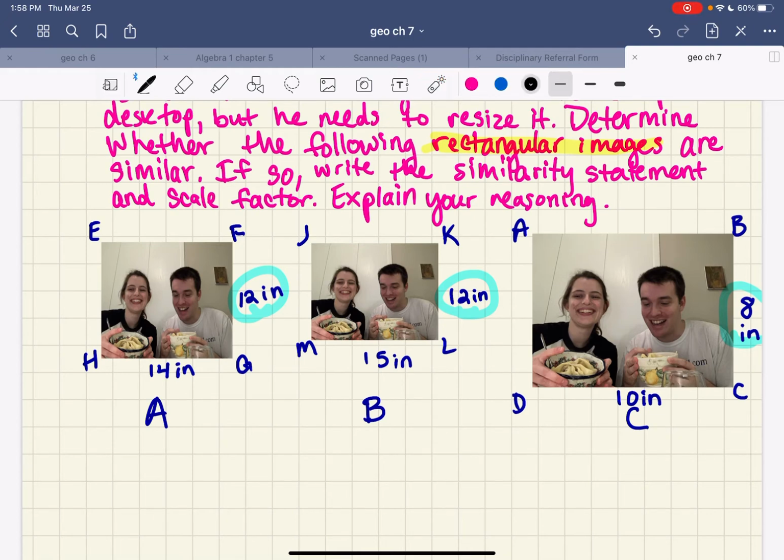And something that's worth noticing is that I highlighted the rectangular images part, and that's because it says 12 inches on this side. That means it's 12 inches on that side too. So we actually only need to check these two sides to determine whether or not these are similar. And I'll let you in on something. I already can tell that if I have a 12 and a 12 and then a 14 and a 15, those are not going to be proportional, because 12 over 12, well, that's like 1.